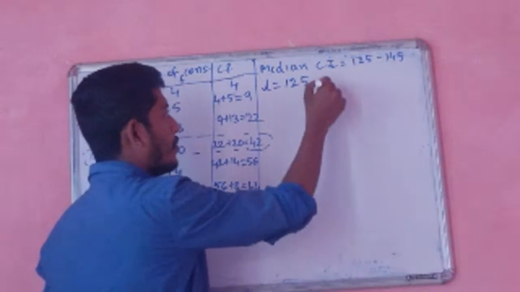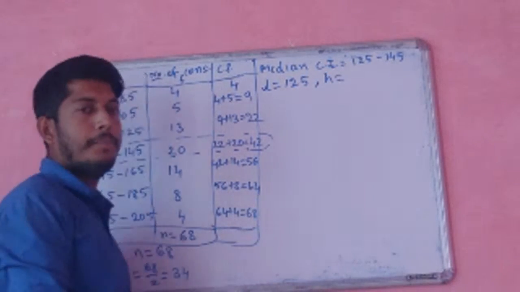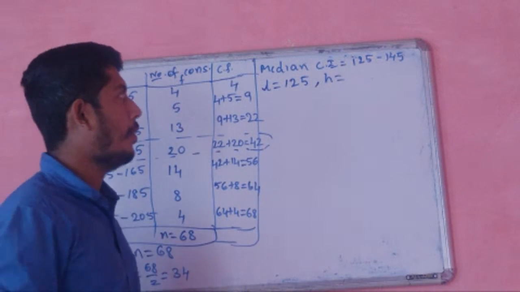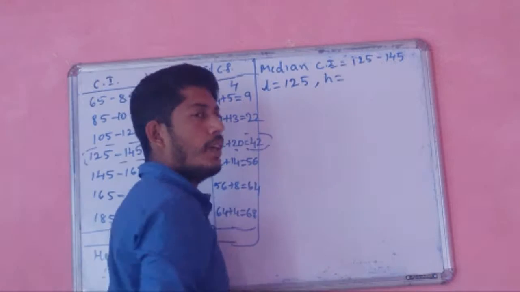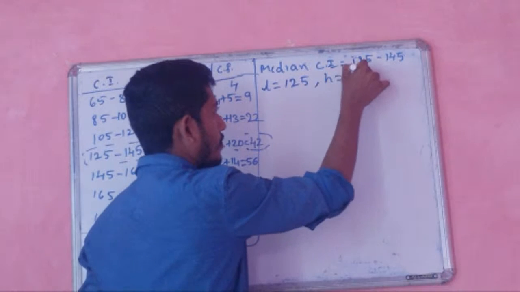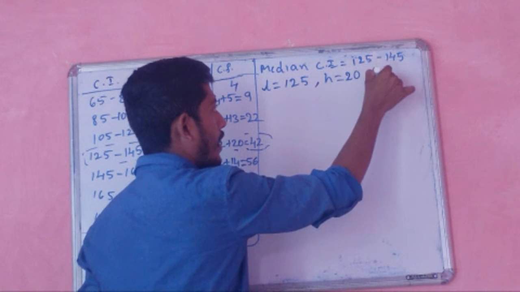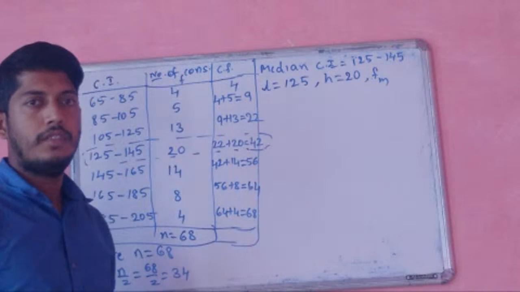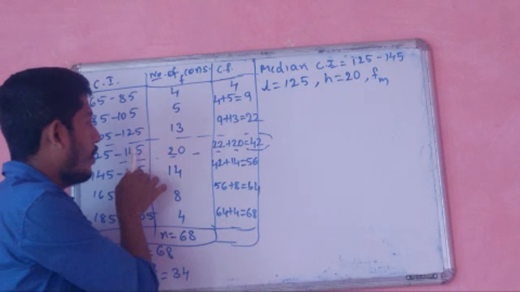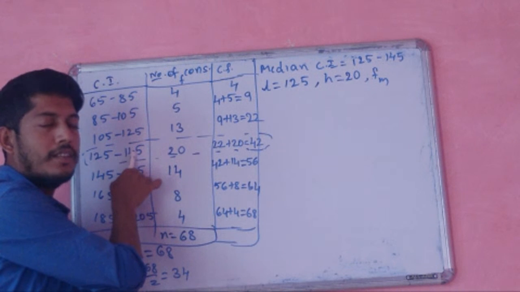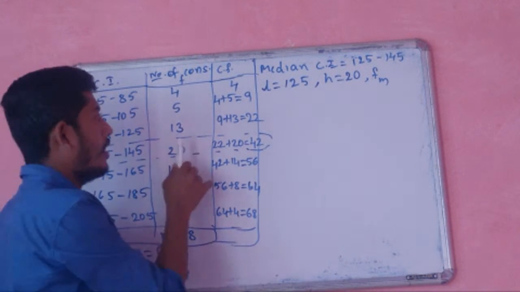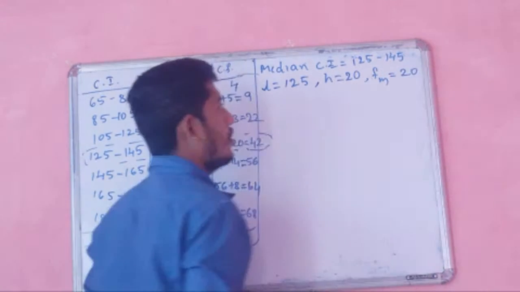Now we have to find out the value of h, that is the width of the median class. Width of the median class interval is upper limit minus lower limit. Upper limit is 145, lower limit is 125. Therefore, 145 minus 125 gives 20. Next, we have to find out the Fm value. Fm means frequency of the median class interval. 125 to 145 is the median class interval, and the frequency of that is Fm. That is 20.